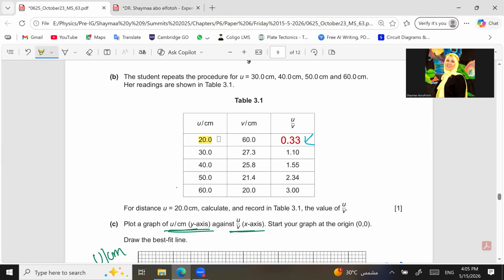After fixing the distance U at 20, he measured V, which is 60. After measuring the distances U and V, he started to calculate U over V, so it will be 20 over 60. The result will be 0.33. Now everything in the table is completed. We have the units, we have the readings, it's okay.